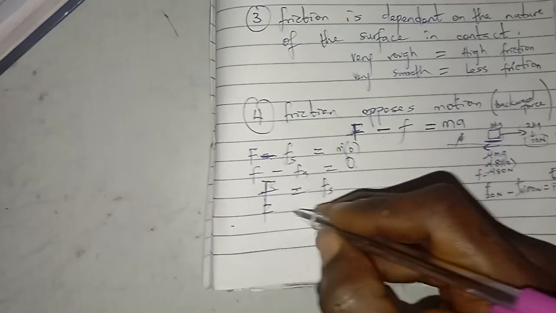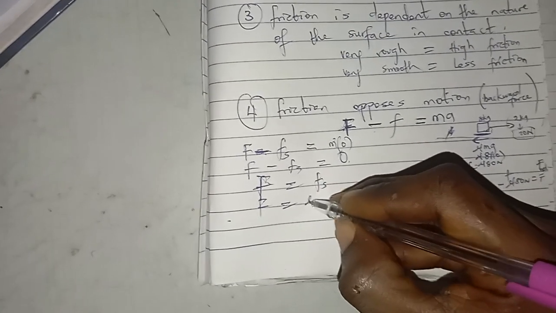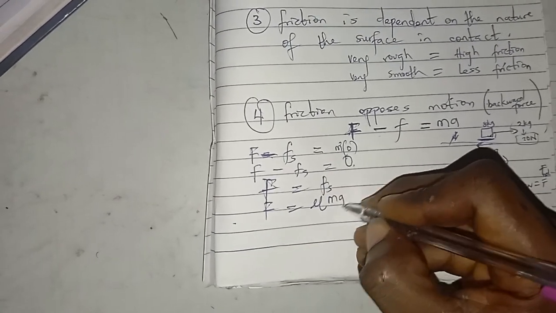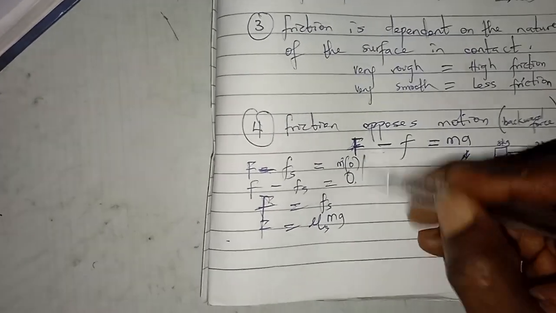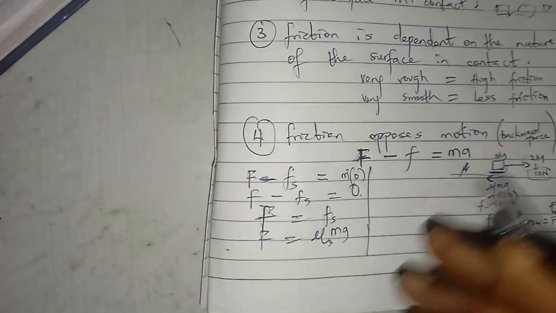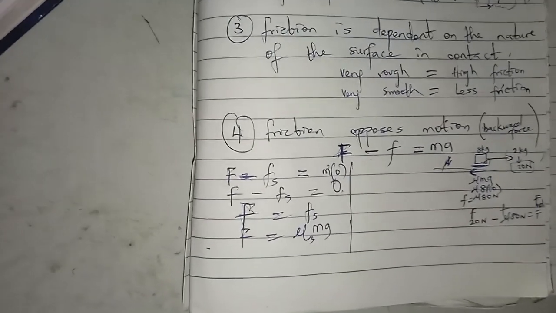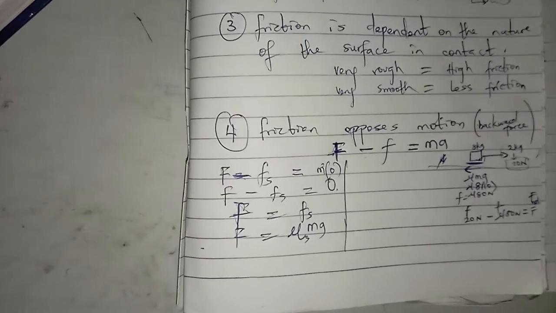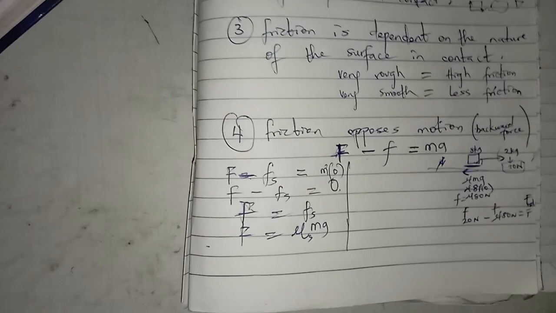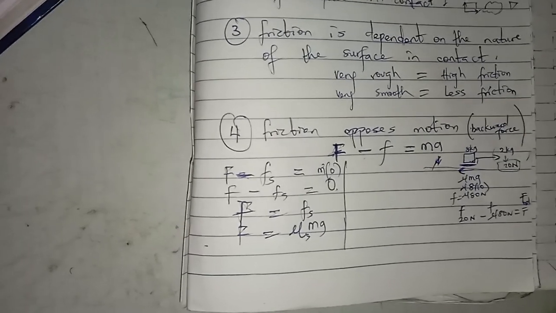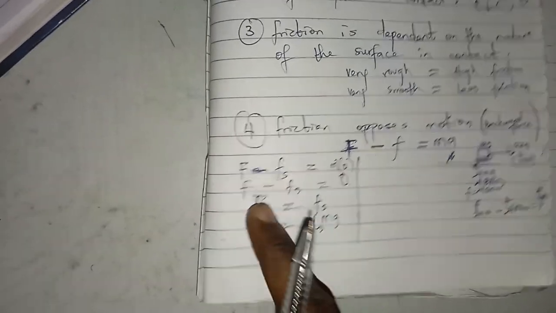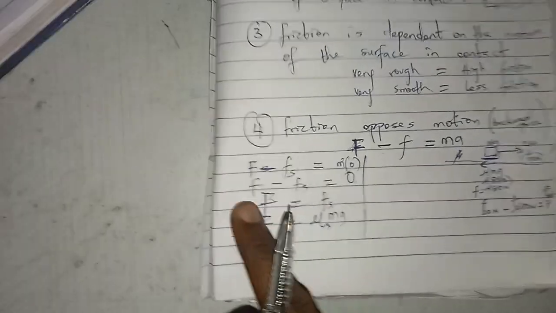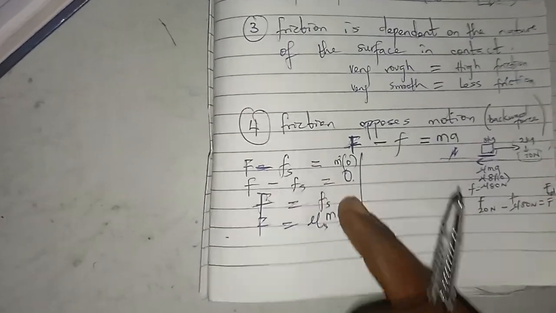That means F will be equal to mu s mg. So when you are given a question and that question asks what is the force to enable it to move, or what is the frictional force when it is at rest, or they tell you what force will be applied to enable it to move, this is what you are using. So the force there will be equal to the frictional force.